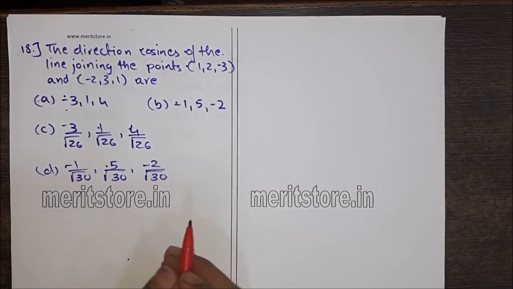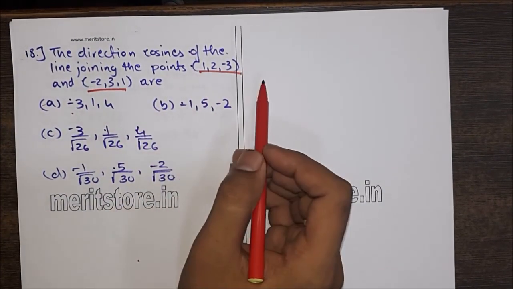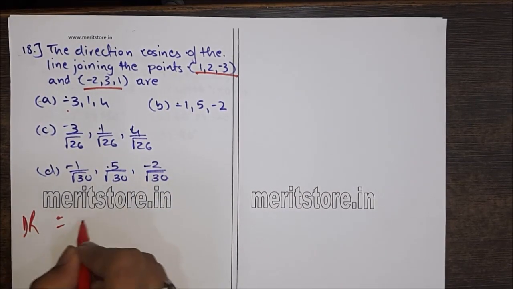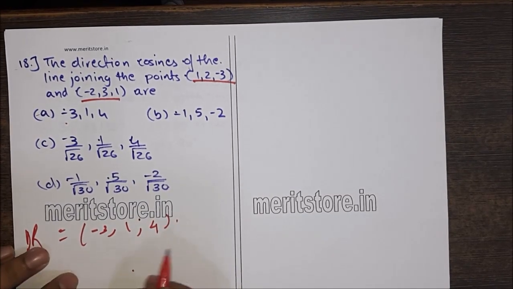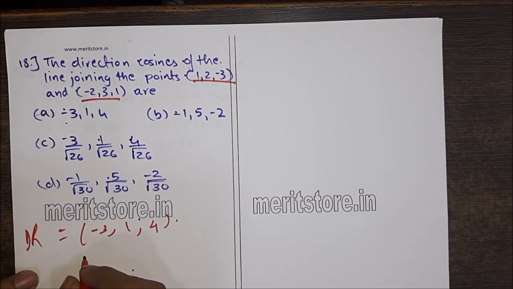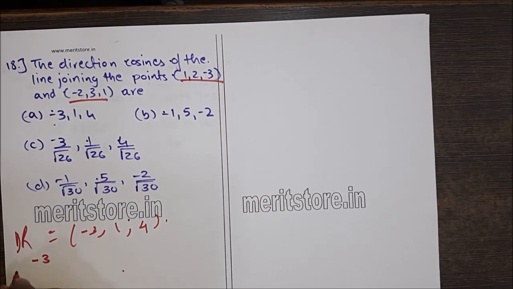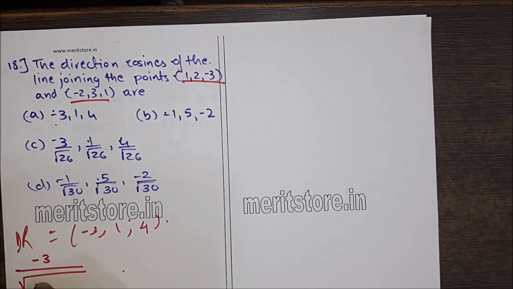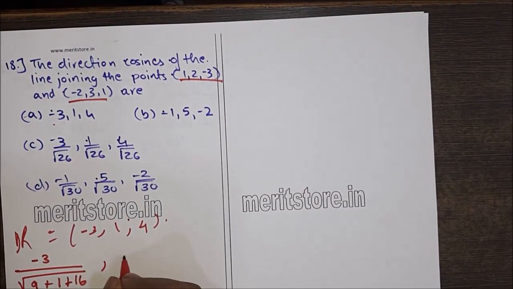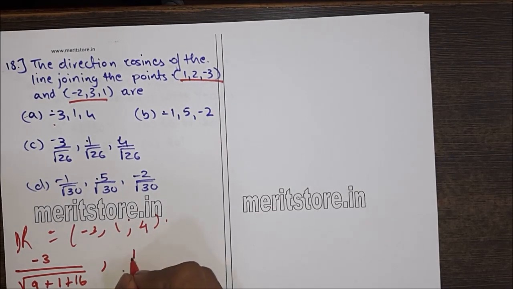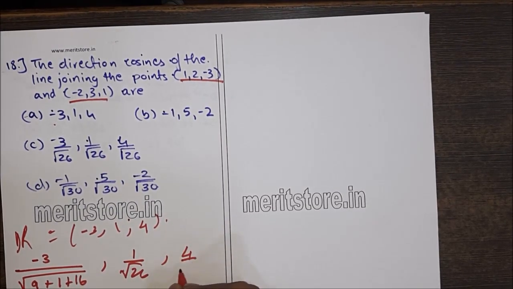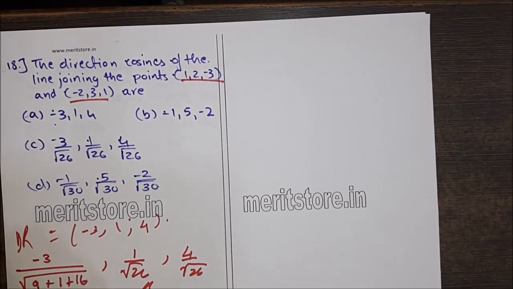The direction ratios of the line through these points would be minus 3, 1 and 4. So the direction cosines would be given by minus 3 under root of, okay, we'll directly substitute the values of a square plus b square plus c square. So further solving this, we'd get minus 3 by root of 26. Similarly, we'd get 1 by root of 26 and 4 by root of 26. So our correct answer is option C.